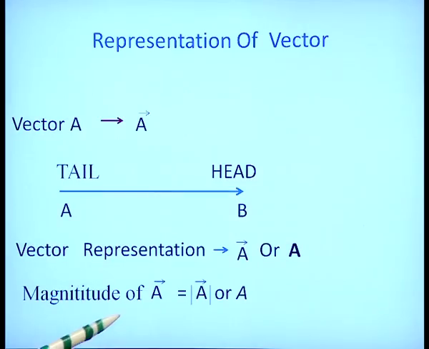Because a vector quantity has both magnitude and direction, we represent the magnitude of vector A as modulus of A, or simply A, which we write in italics.